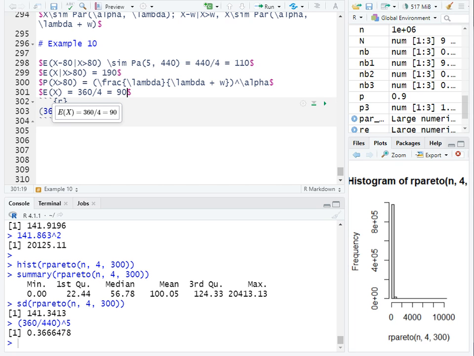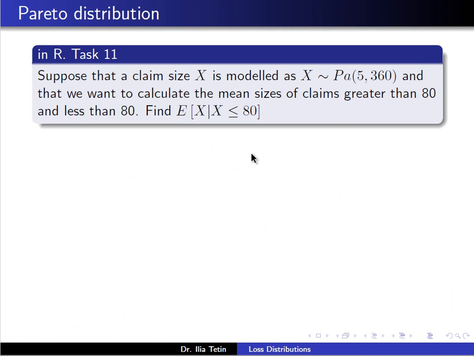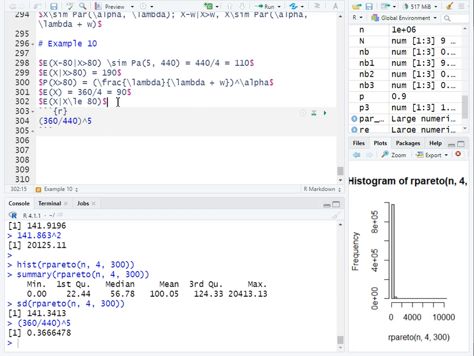So now we're ready to write the formula for Ex and find the value of Ex given that x is less than or equal to 80. So this is our task. Find this value, x less than or equal to 80. We are ready to find it by solving this equality.